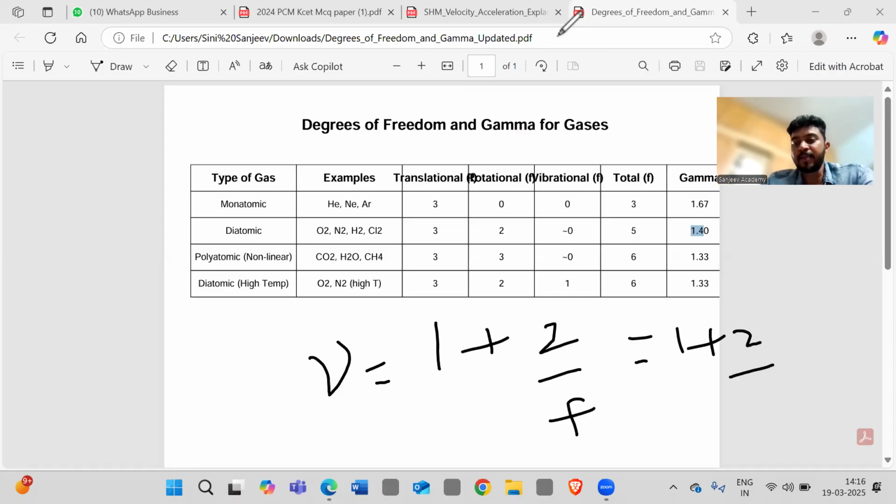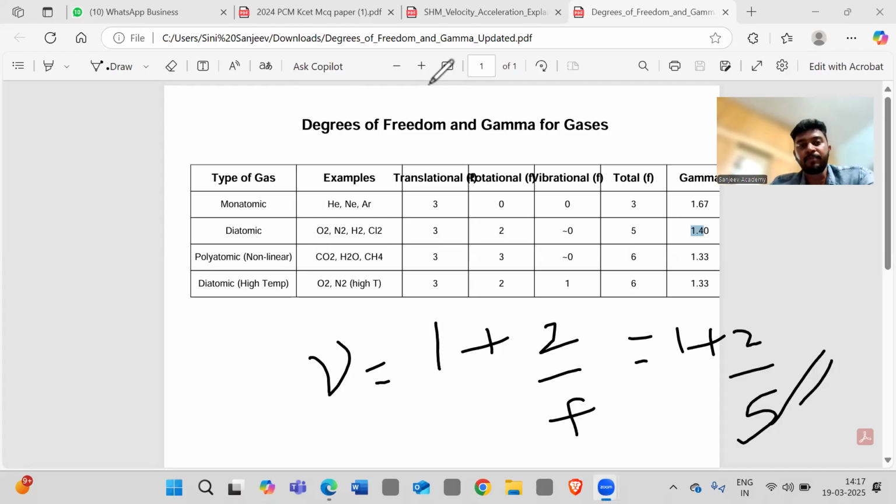But again, it is an entrance examination, so I'll be sharing this table to you. Make sure that for diatomic, the answer is 1.4. For monoatomic, it is 1.67. And we have to just mark it. That's it. Better than this 1 plus 2 by F, this is best. Diatomic at a high temperature, these are all exceptional, and it will not be asked mostly. So just three values, 1.67, 1.4 and 1.33. You have to just mark the closest one in this.